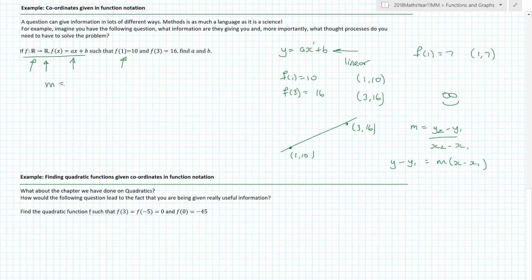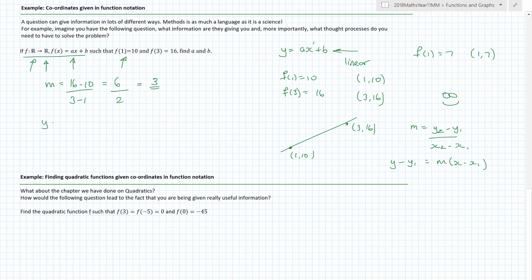Right, my gradient is going to be given by y2, so I'm going to do 16 minus 10 divided by 3 minus 1. Always important to get those the right way around. So 16 minus 10 is 6, and 3 minus 1 is 2. And that gives a gradient of 3. So I now have my gradient of 3.